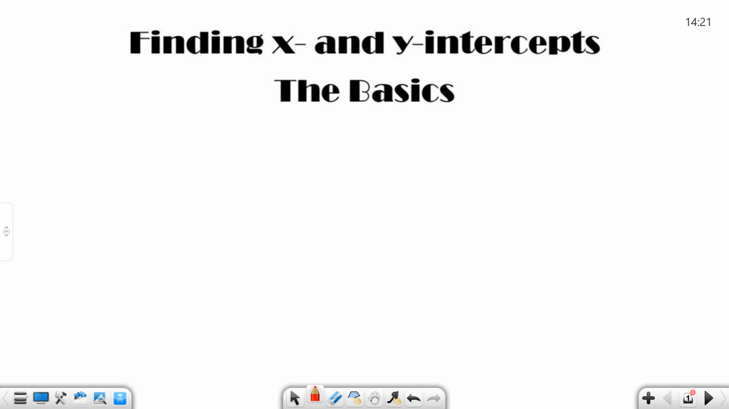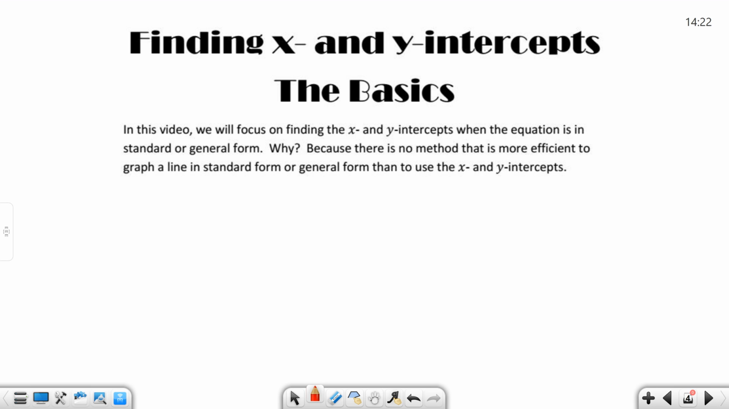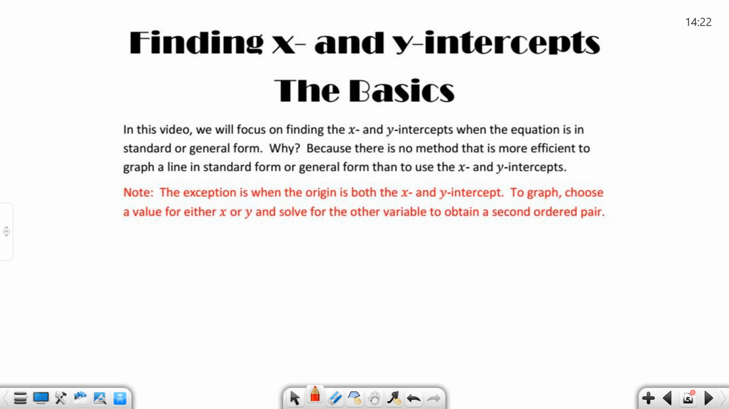Finding X and Y-intercepts, the basics. In this video, we will focus on finding the X and the Y-intercepts when the equation is in standard form or general form. And why, you might ask, will we focus on those two? Because there is no method that is more efficient to graph a line when it's in standard form or general form than to use the X and the Y-intercepts.